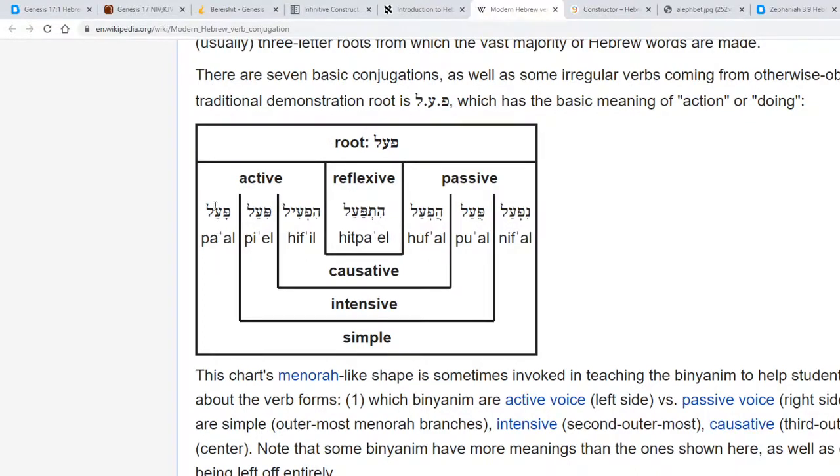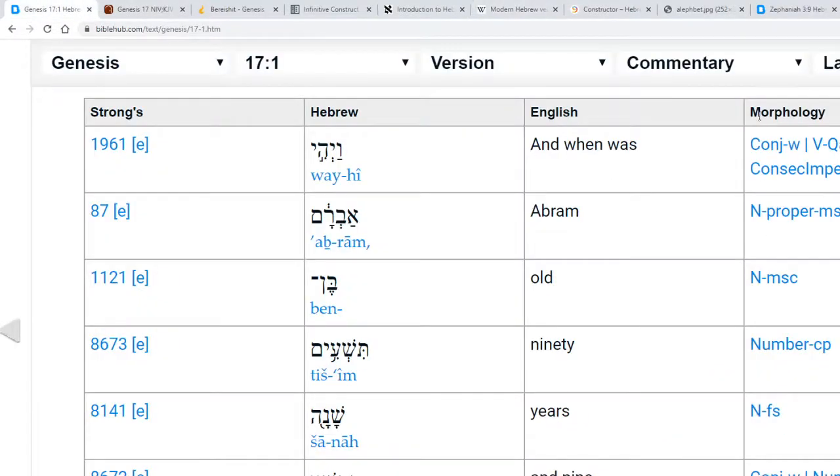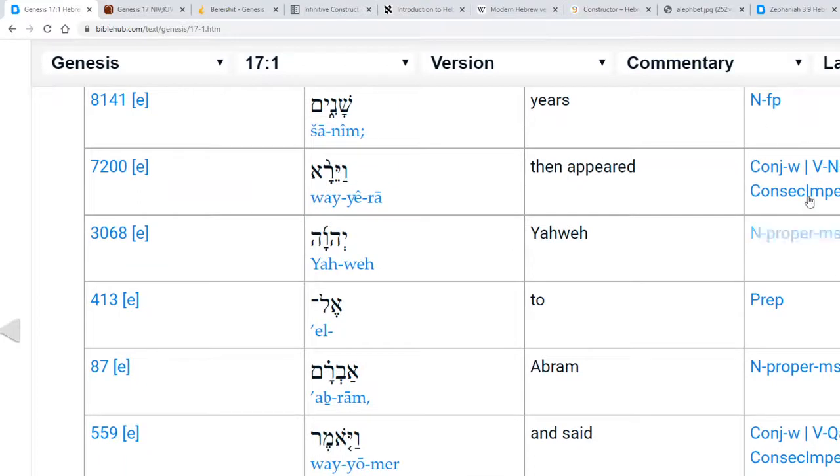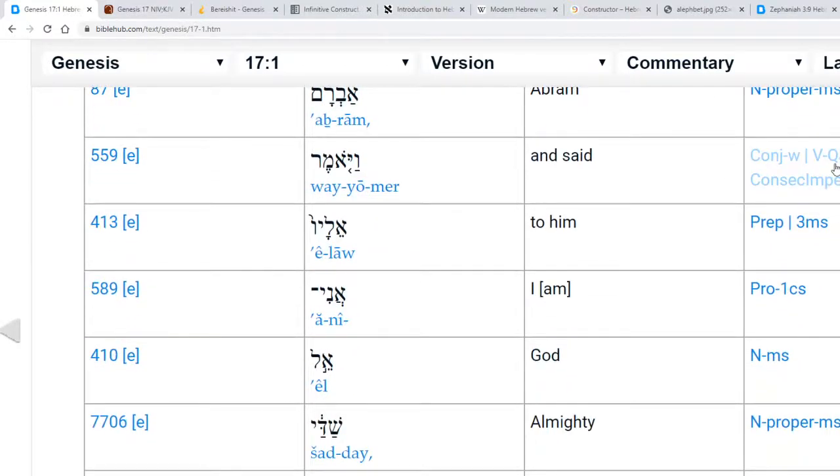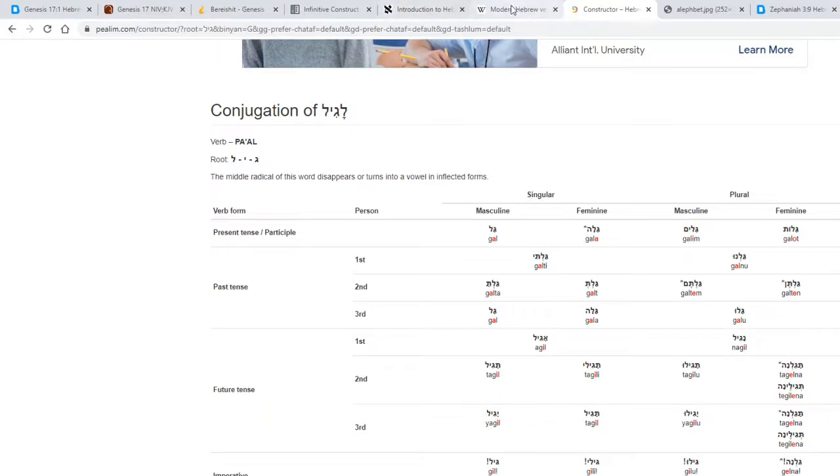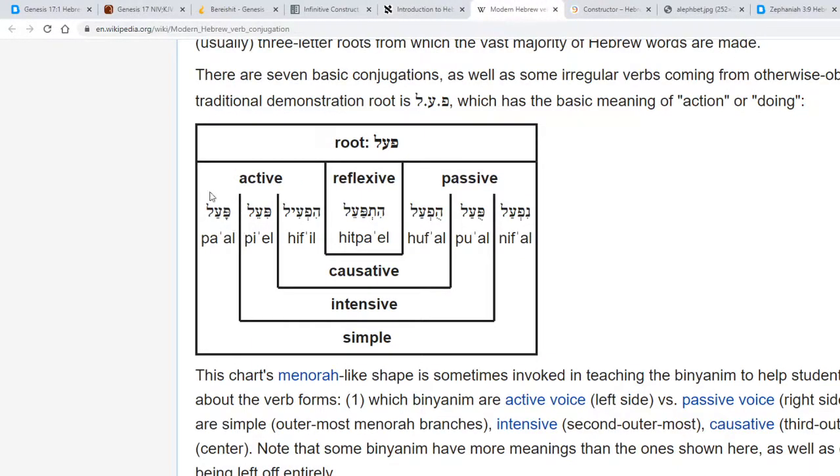The simplest construction is the pa'al. It's sometimes called the kal or the simple. So here, when they say morphology, they will say kal, Qal. They're talking about the pa'al, which is the simplest form. Now that's the simple active. You see that the pa'al is active and simple. Then there's the simple passive, which is the nifal.